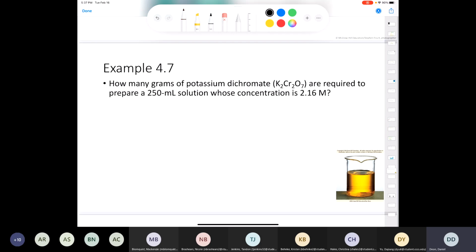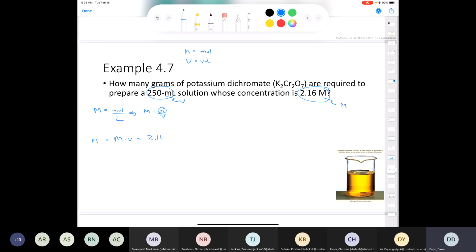Well, we can start by using our formula that molarity is equal to the number of moles per liter. We're given our molarity and we're given our volume. Another way to write this is to say molarity is equal to n over V, where n is the number of moles and V is volume. I can rearrange that: the number of moles of potassium dichromate is equal to the molarity times the volume.